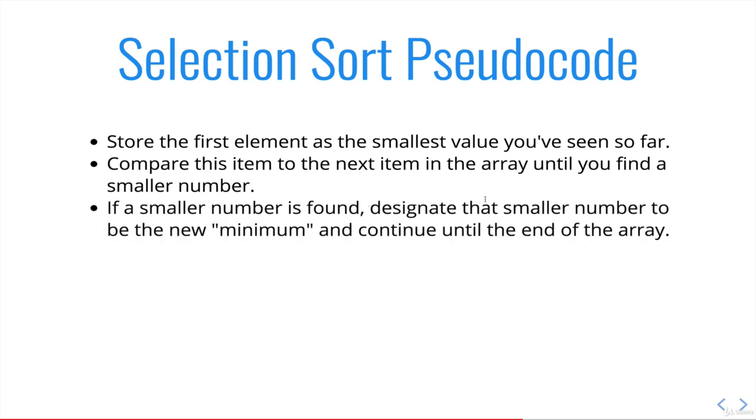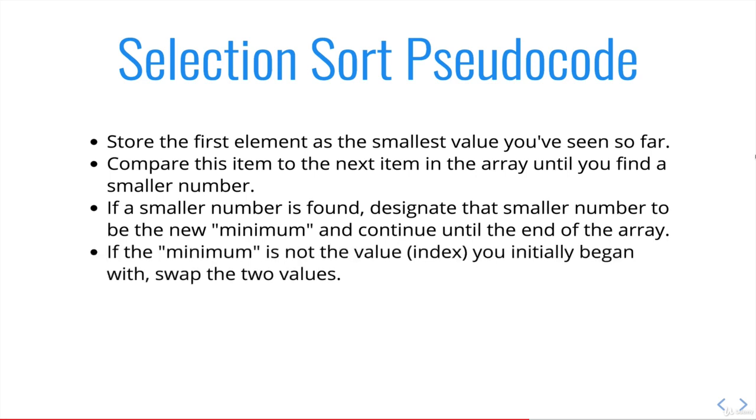If a smaller number is found, designate that smaller number to be the new minimum and continue until the end of the array. If the minimum is not the index you initially began with, then swap the two. Otherwise, if they are the same, it means that we happen to have an array where the first element was the smallest element. We just got lucky. Or maybe it's already sorted, which is not going to be good for selection sort. And then we just repeat this process.